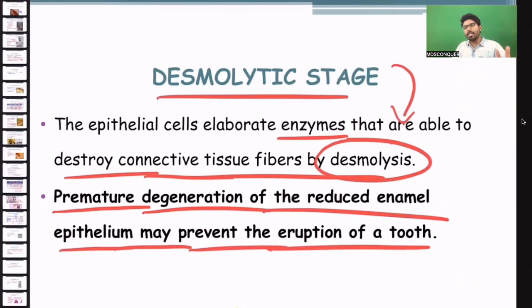So the most important stages: formation of enamel occurs at which stage? Formation of enamel occurs at which stage? Formative, right? Very good. Okay, formation of dentin occurs at which stage?